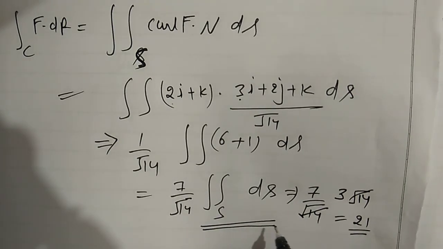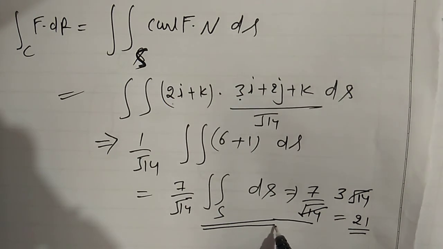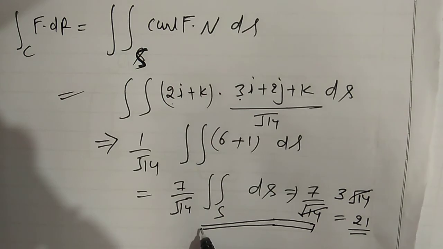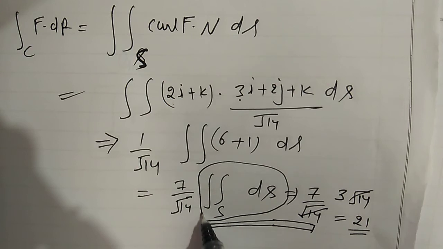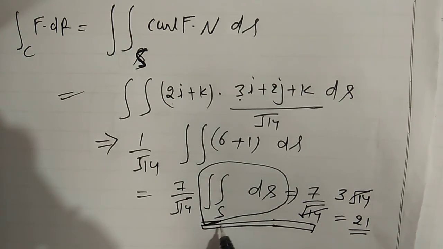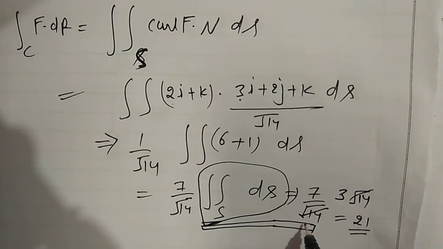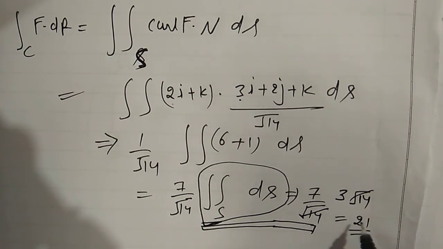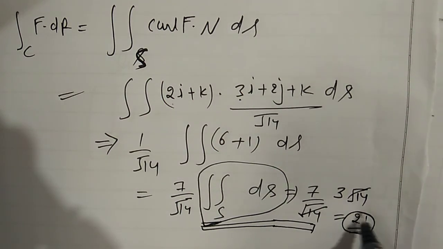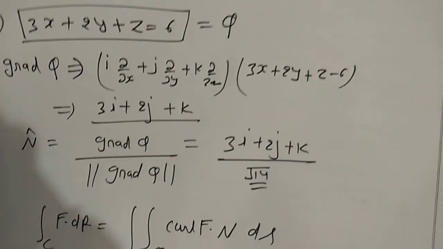How to find the area of a triangle in 3 dimensions? I will give one separate video for finding the area of a triangle in 3 dimensions, as it is not possible here. Here I only wrote the answer, 3 root 14. So you can refer to my next video for the area of a triangle. So 7 by root 14 and 3 into root 14 cancel, so 3 into 7, 21. 21 is the answer. So the value of the line integral will be 21.